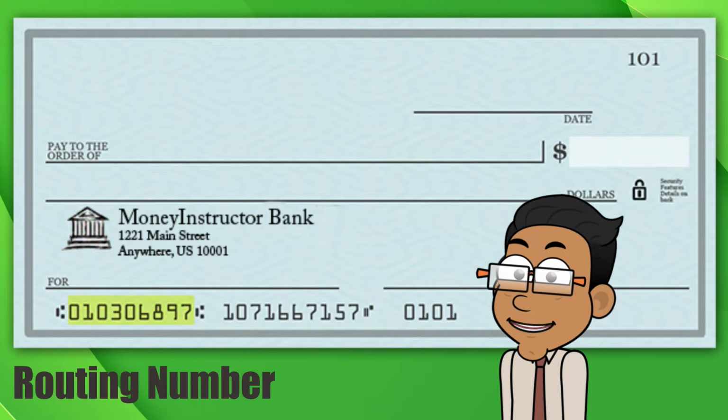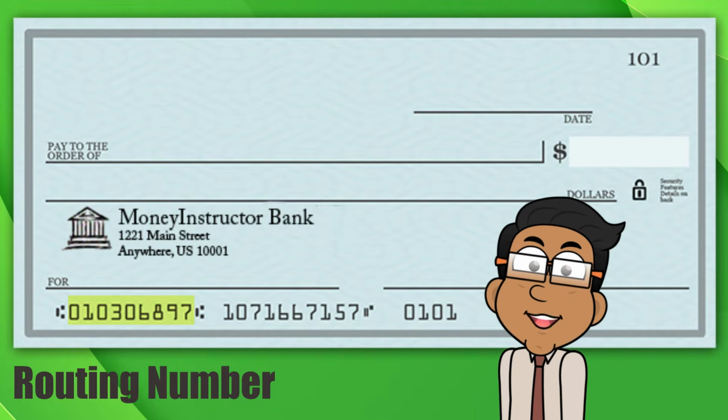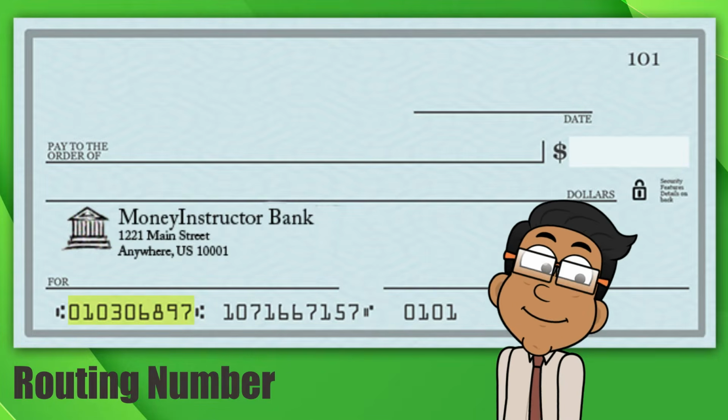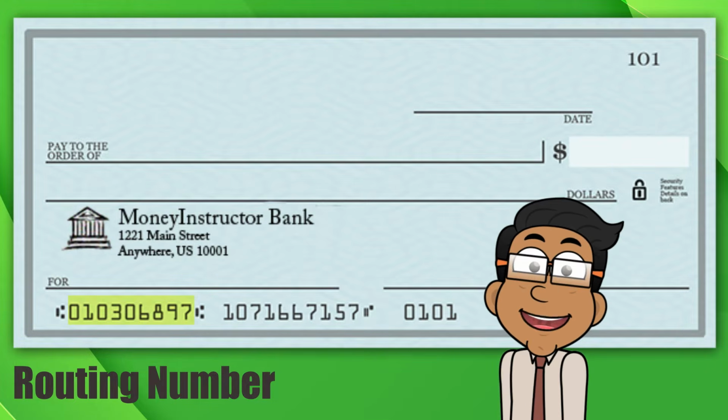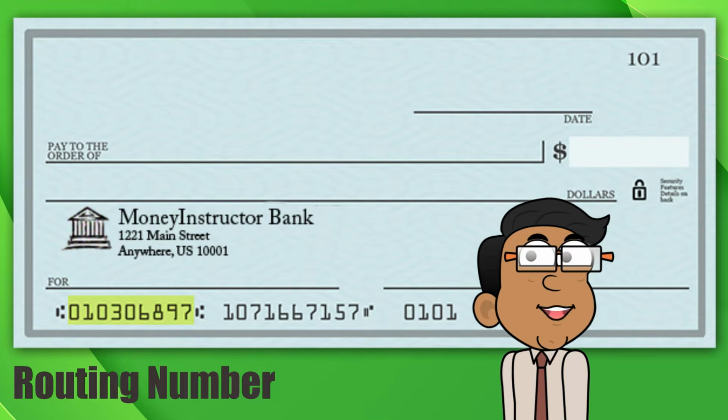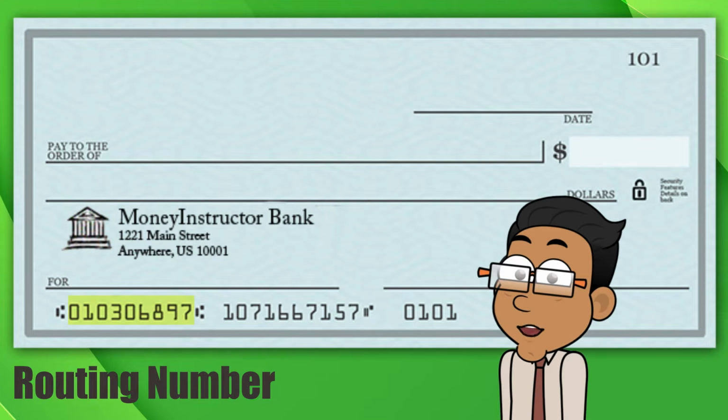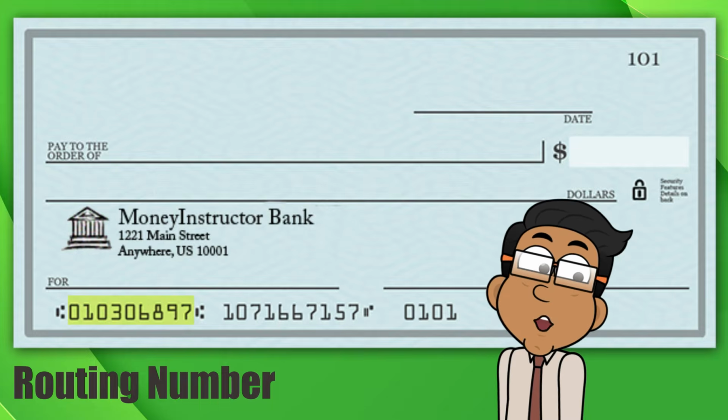First up, the routing number. This is usually the first set of 9 numbers on the left side of the check. It's like an address that tells the bank where the check is coming from. Think of it as the bank's zip code. Every bank has its own unique routing number, and it's used to identify that particular bank in transactions.